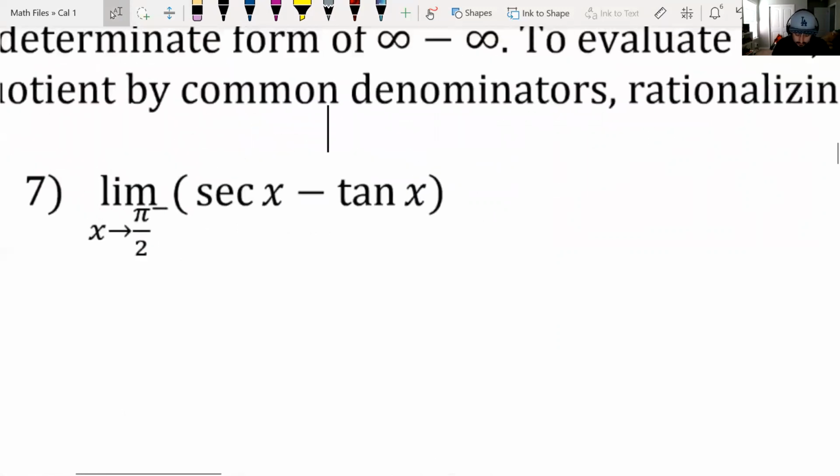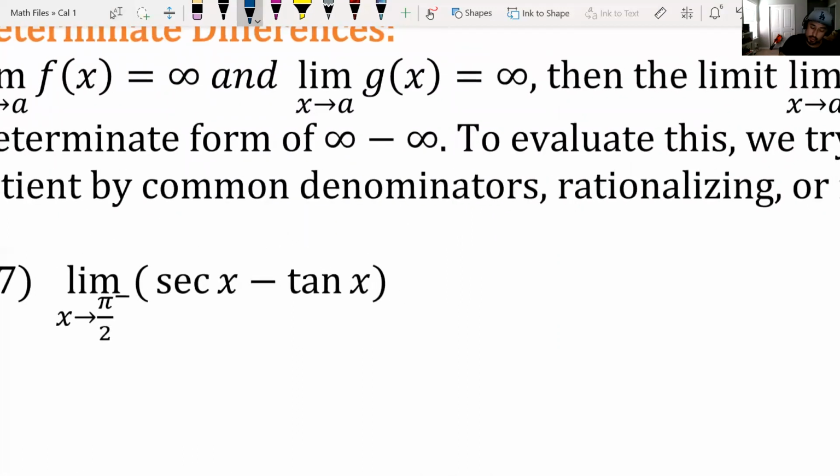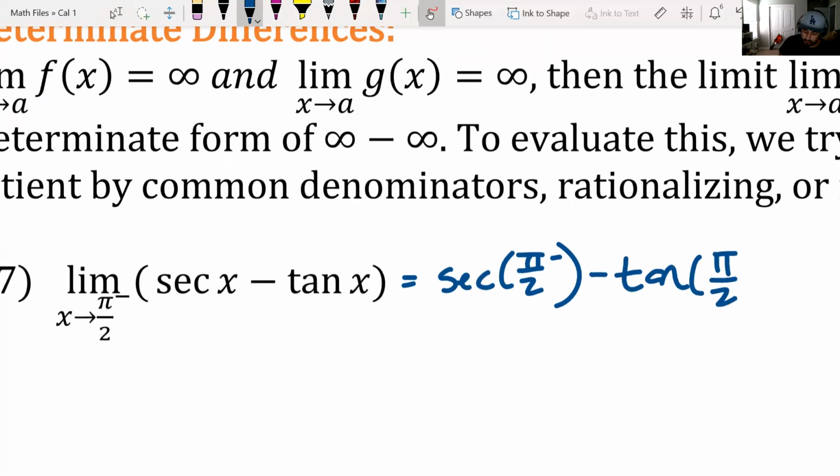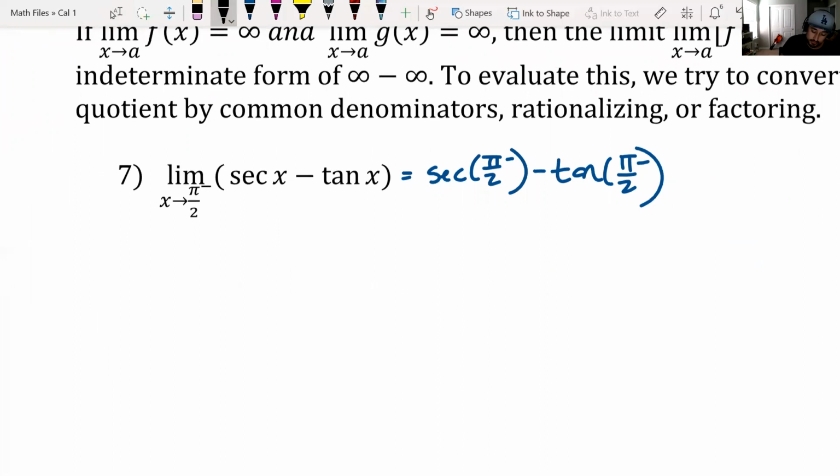Okay. So let's look at the next one. And for 7, if we plug in pi over 2. So that's where we always want to start. We always want to plug in. You get the secant at pi over 2 from the left minus the tangent at pi over 2 from the left. And now we want to know, what do those look like? Let's first take a look at secant. Secant of pi over 2 from the left. Secant at pi over 2 is undefined, right?